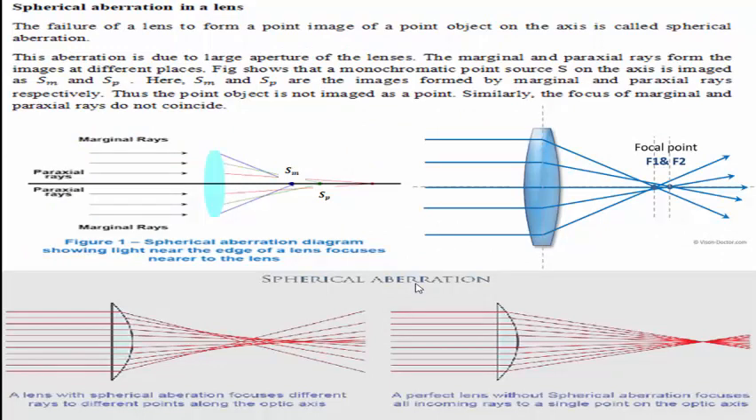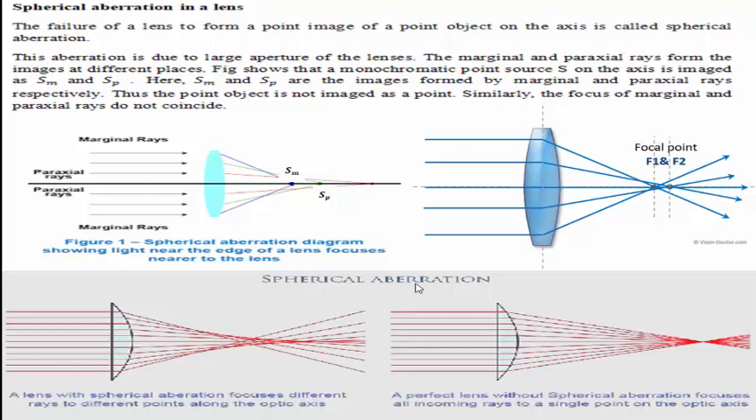Spherical aberration in a lens. The failure of a lens to form a point image of a point object on the axis is called spherical aberration. This aberration is due to the large aperture of the lenses. The marginal and paraxial rays form the images at different places.